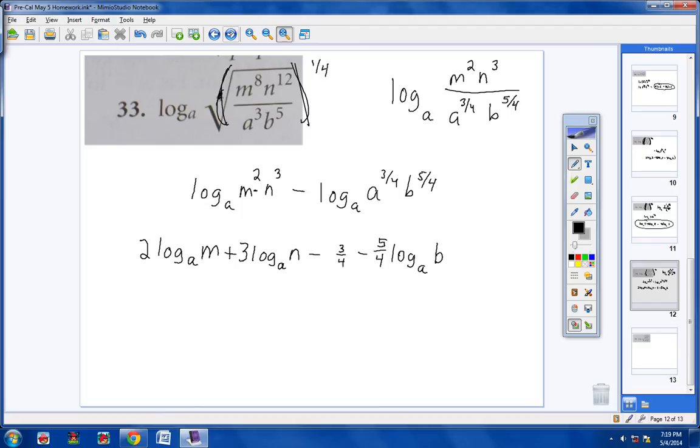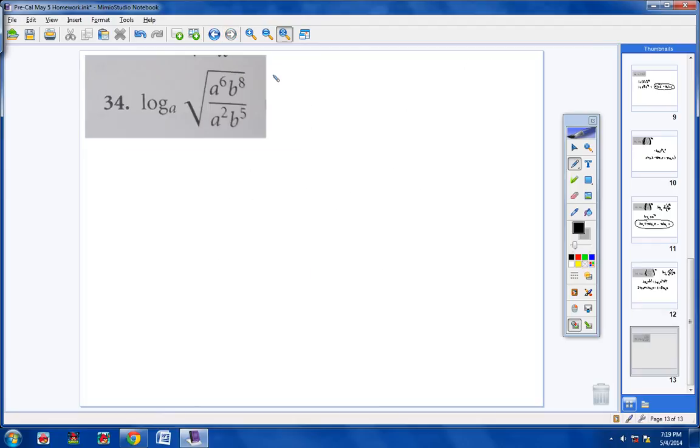Okay, so one more to go and we're doing really well. Notice we have a square root here, so I'm going to very quickly put a parenthesis, and instead of a square root, I'm going to put a 1/2, and now let's multiply the 1/2 through. So I would have log base a of a to the 6 times 1/2 is 3, b to the 8 times 1/2 is 4, a to the 2 times 1/2 would be 1, and then b to the 5 times 1/2 would be b to the 5/2.